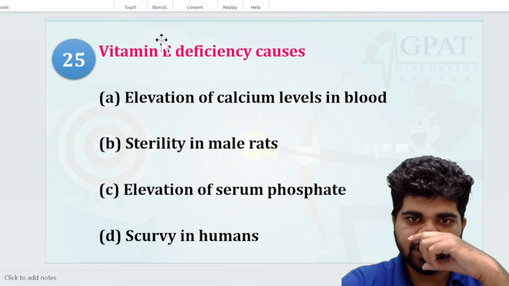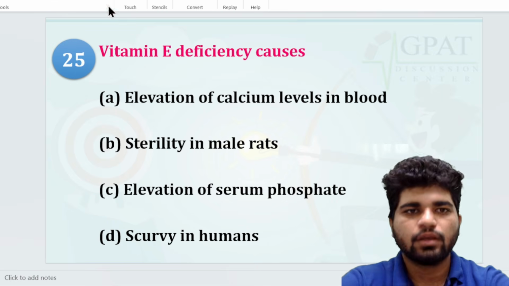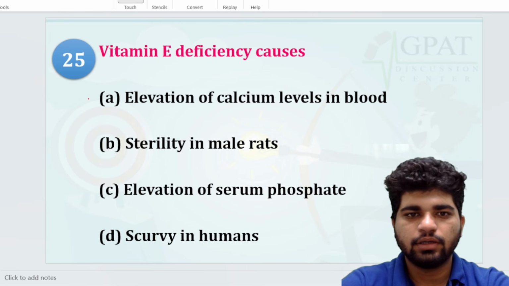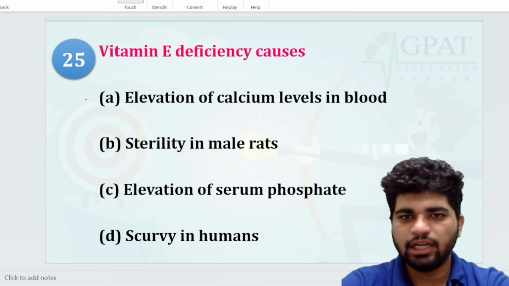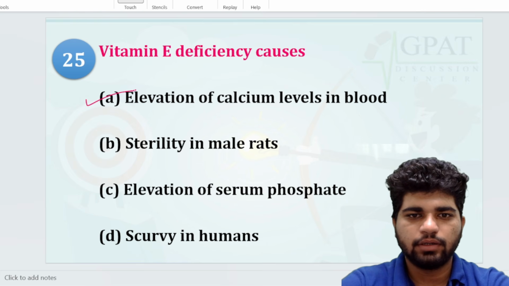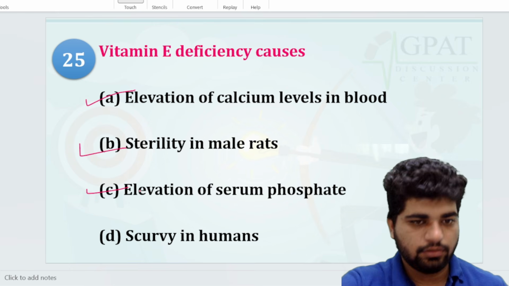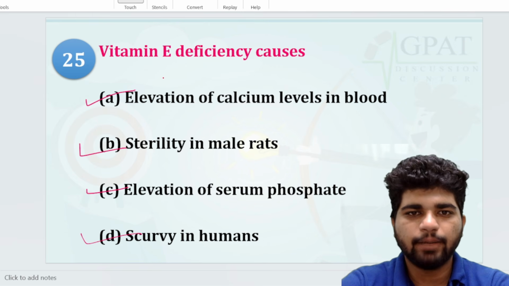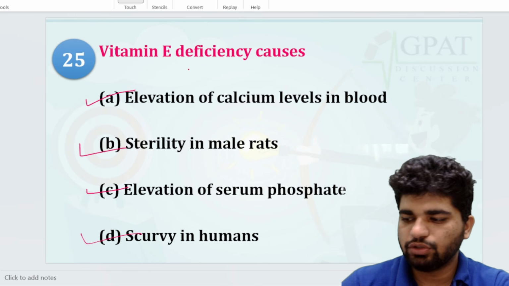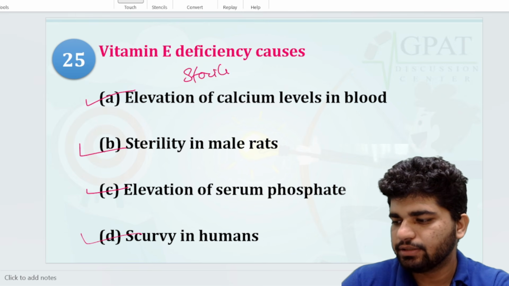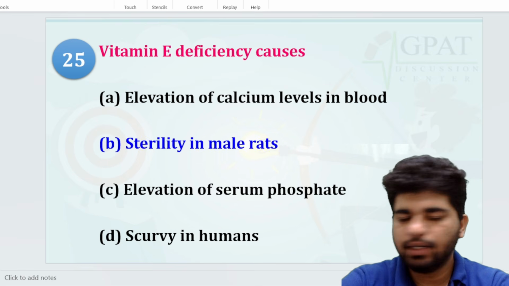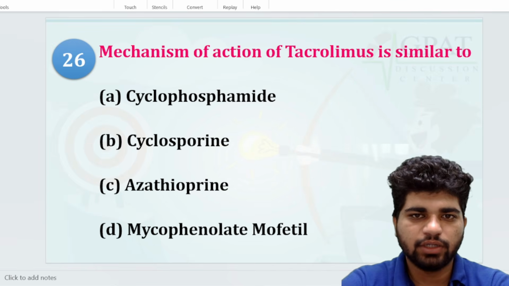Now, this one. Vitamin E deficiency can cause elevation of calcium levels in blood, sterility in male rats, elevation of serum phosphate, or scurvy in humans. Now, vitamin E deficiency can cause sterility in male rats. Okay, so this is going to be the correct answer.